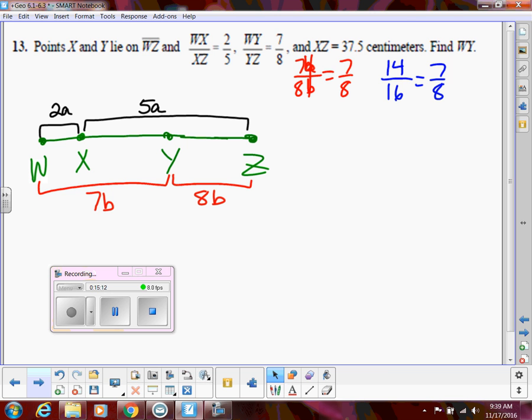So again, if you're having trouble with why I'm doing A and B's, please ask about that in class. All right, moving on. So XZ is 37.5 centimeters. XZ, so from here to here, it's 37.5 centimeters. Okay. So we need to find WY. So we're trying to find this one, WY.